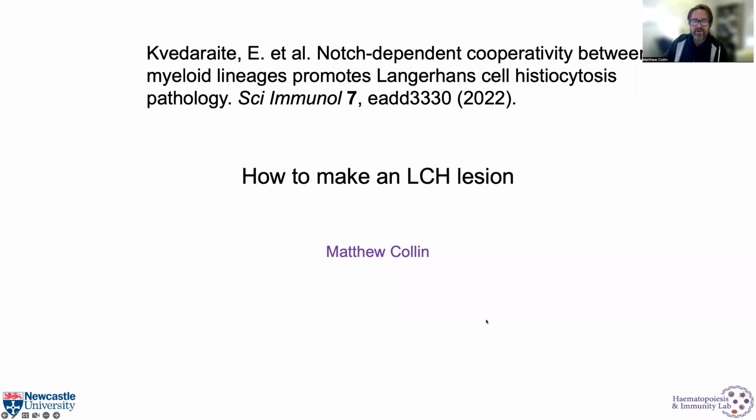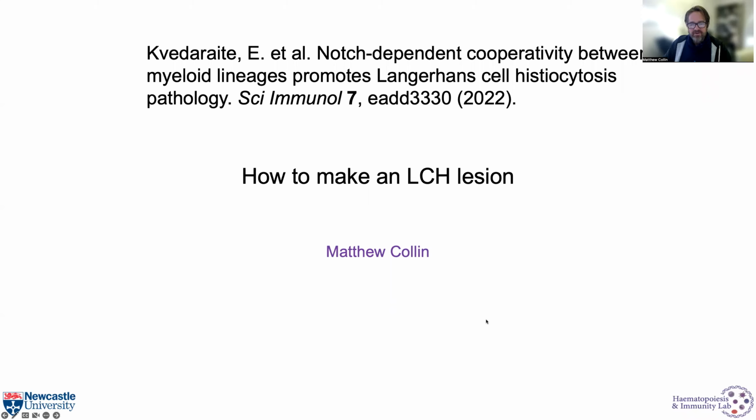Hello, I'm M. Collin from Newcastle University, and I'm going to give you a brief summary of some new research published in Science Immunology about the origin of LCH lesions. This is a study by Egle Kvedaraite and Florent Ginhoux, in collaboration with myself and Paul Milne in the lab, and many other authors who've contributed.